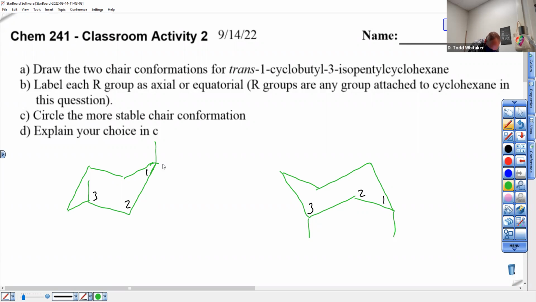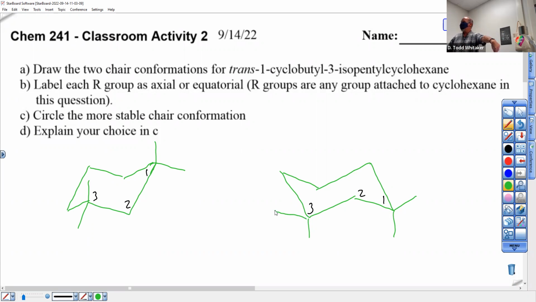Parallel to 2, 3, and 5, 6. And here parallel to 1, 2, and 4, 5. And here parallel to 2, 3, and 5, 4. And here parallel to 1, 2, and 4, 5. Right there. I haven't even put groups on.